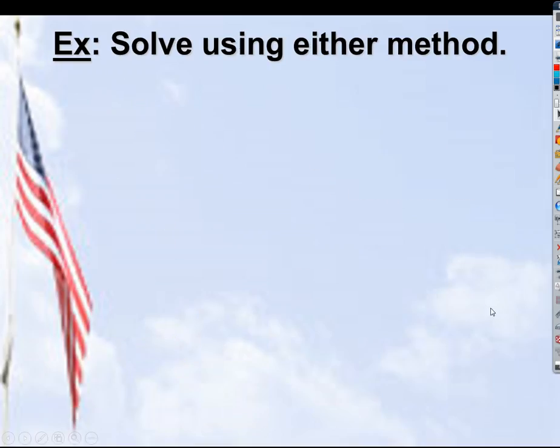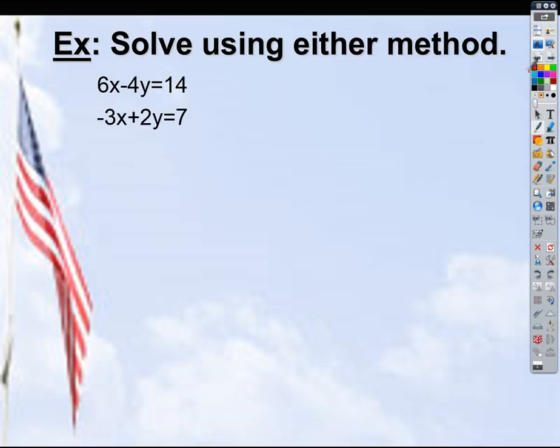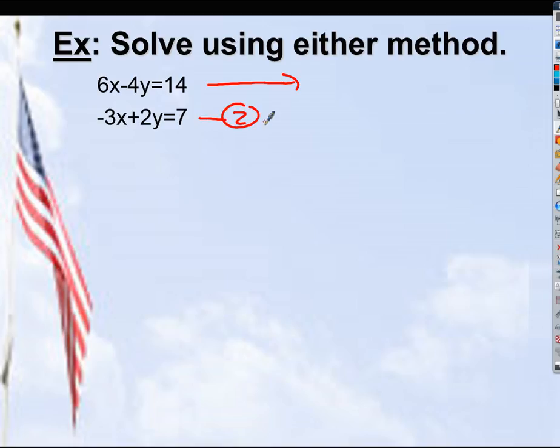All right, so one more. What are we gonna use this time? We gotta use elimination, don't we? Questions so far? Okay, what am I gonna multiply by? Bottom equation by 2, everybody agree? If I multiply the bottom one by 2, leave the top one the same, we get 6x minus 4y equals 14. So what do I get on the bottom then? Plus 4y equals 14.